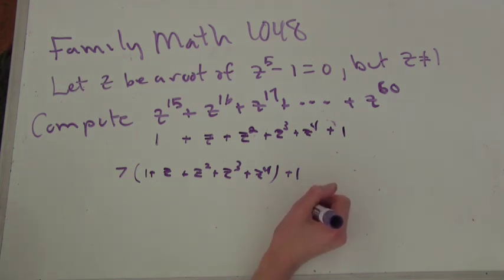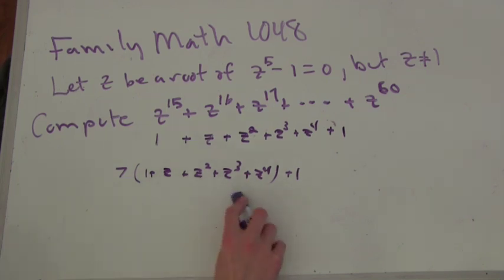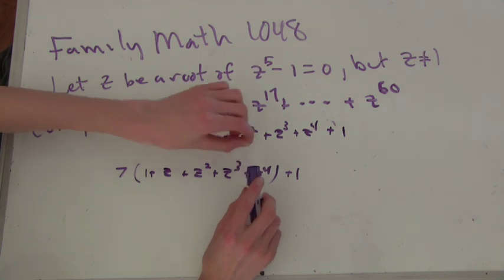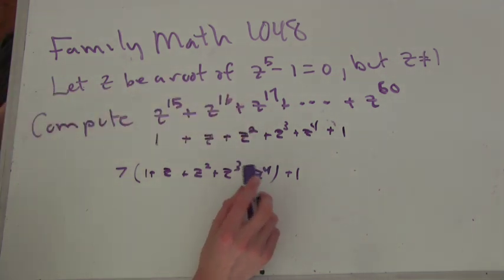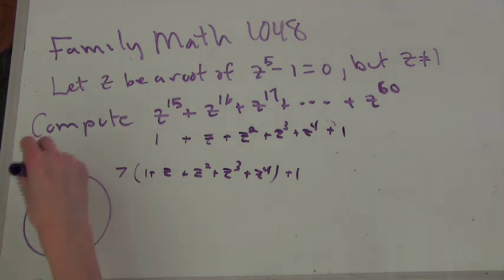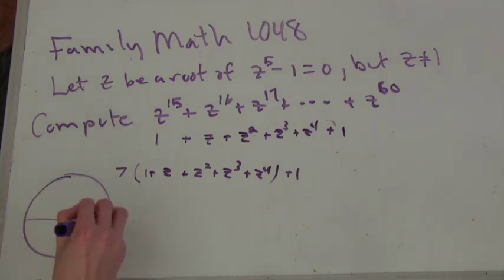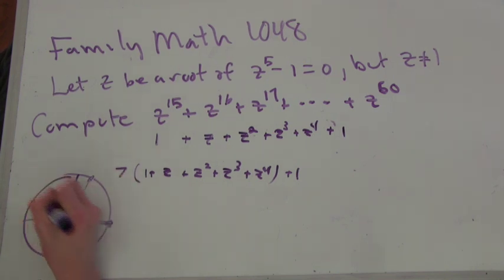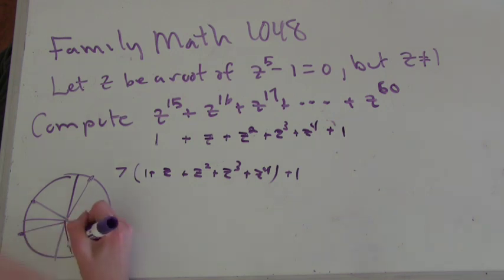So these are 1 plus z squared plus z cubed. So these are all the fifth roots of unity. Again. So if we draw out those, 1, z squared, z, I'm just going to double check.